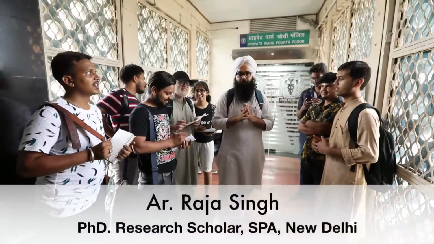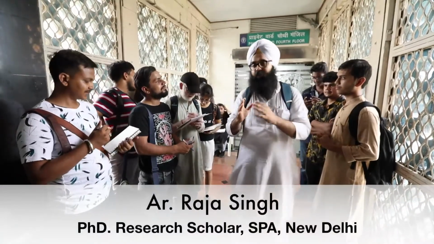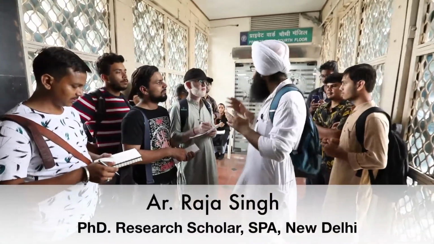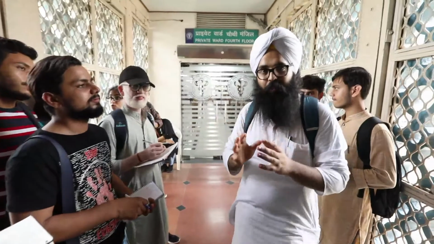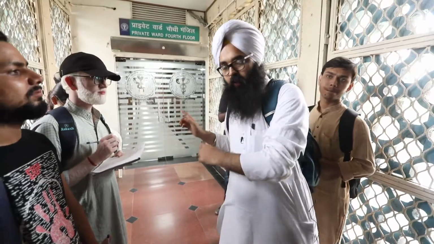So we are at AIIMS and we've just seen the general ward. Now we are going to see a private ward. For privacy of the patients, we will not shoot inside. But what I am going to tell you is that there are A class rooms and B class rooms. There are 5 floors in the old private ward, and on every floor there are 12 rooms.